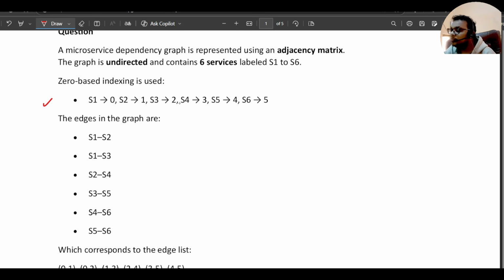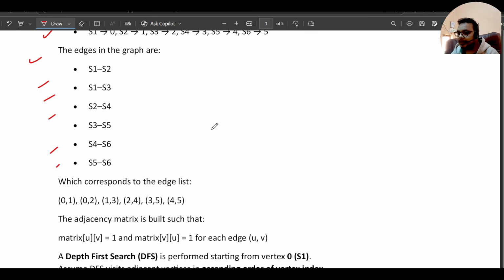S1 is 0, S2 is 1, S3 is 2, S4 is 3, S5 is 4, S6 is 5. The edges in the graph are S1 to S2, S1 to S3, S2 to S4, S3 to S5, S4 to S6, and S5 to S6, which corresponds to the edge list like this one: 01, 02, 13, 24, 35, and 45.